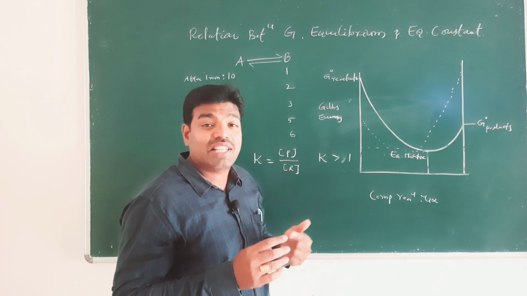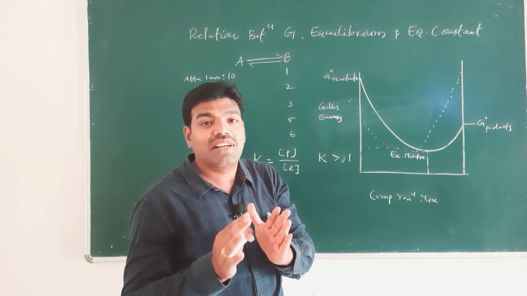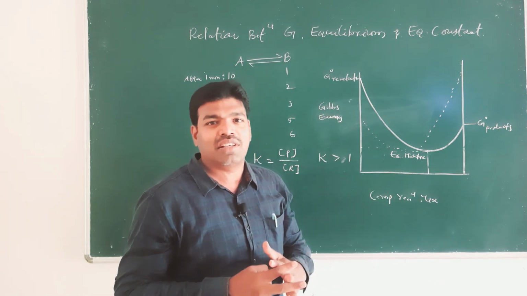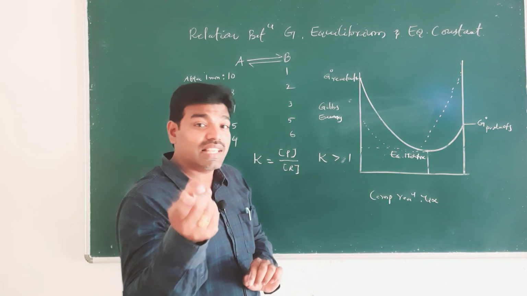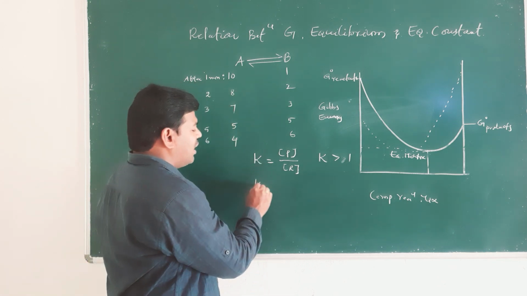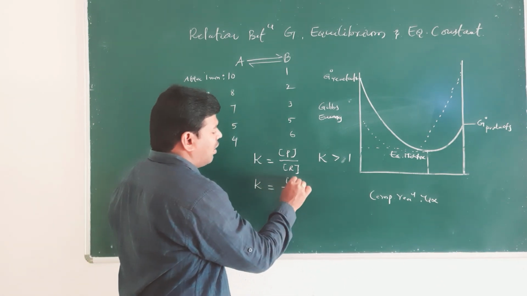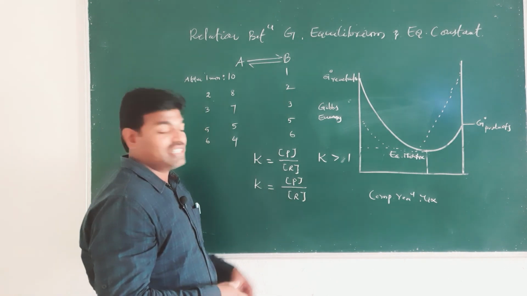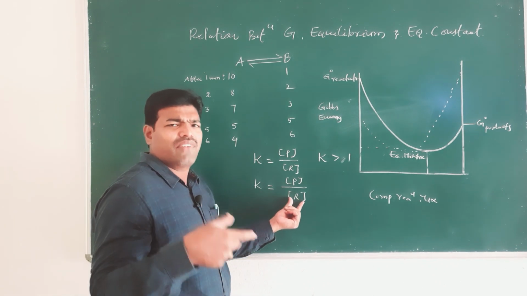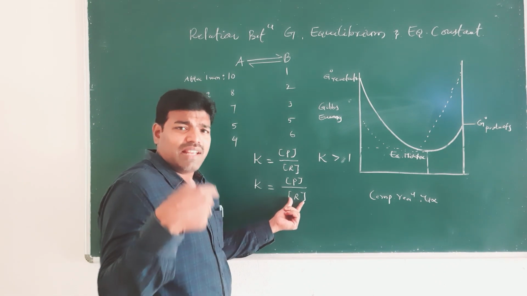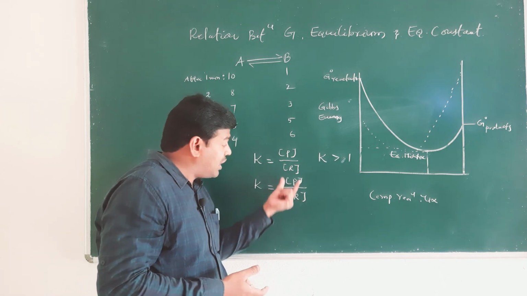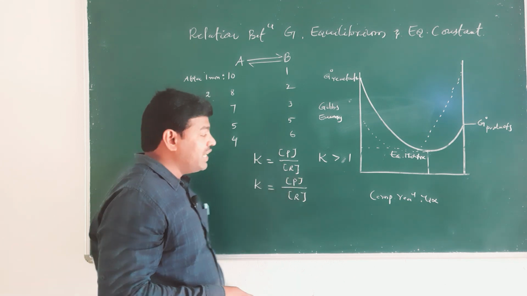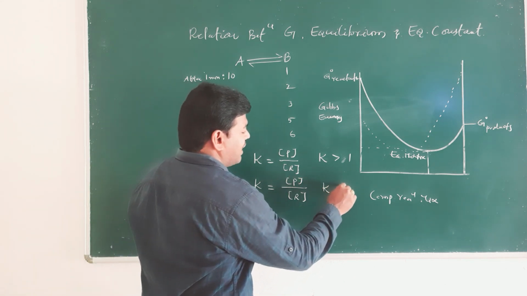What does that mean? It means that the reaction does not proceed much. That is, reactants remain as reactants. Products are not formed. In such a case, in this ratio, the denominator value does not change. This denominator value is more, because reactants remain as reactants. So in this ratio, the denominator value is more than the numerator value. In such a case, the K value is less than 1.